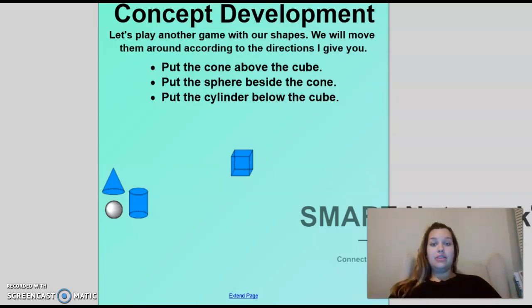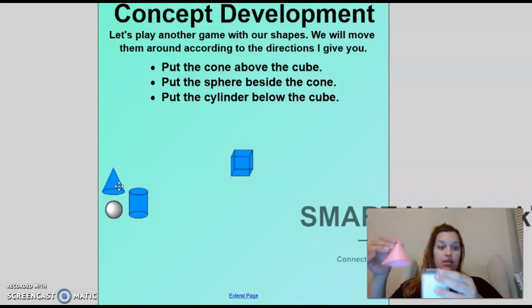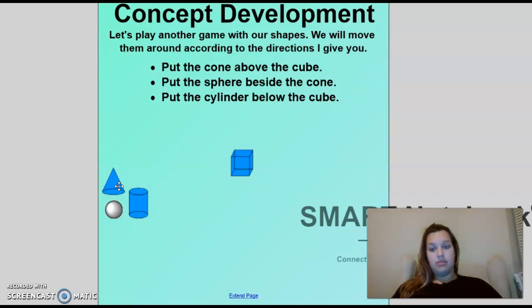Okay, I want you to pretend to put the cone above the cube. So which one's a cone? Can you show me a yes or a no when I get to the cone? That's a cylinder. That's a sphere. It's a cone, yeah. Can you show me above? We have to put the cone above the cube. Okay, I can do that. Did I do it? Yeah.